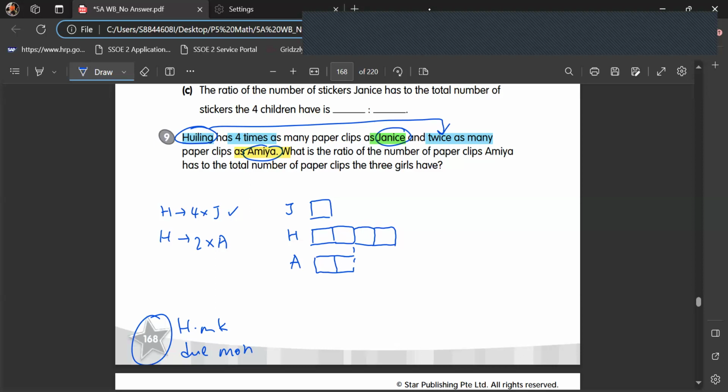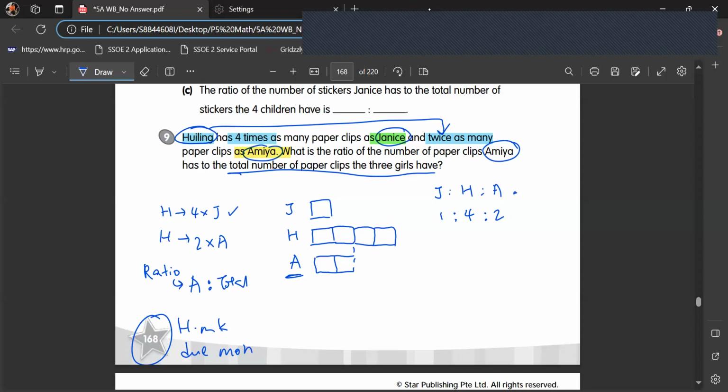So if I put Janice is to Hui Ling is to Amaya in the ratio method to check, Janice is 1 unit, Hui Ling is 4 times as many, so 4 units. Amaya is half of what Hui Ling has because Hui Ling is twice as many. So this is the units. Then the last part asks for the ratio of the number of paper clips Amaya to the total of all 3 girls. So the ratio question is not given, but it's asked. Amaya is to total.